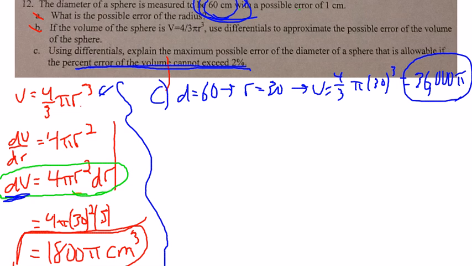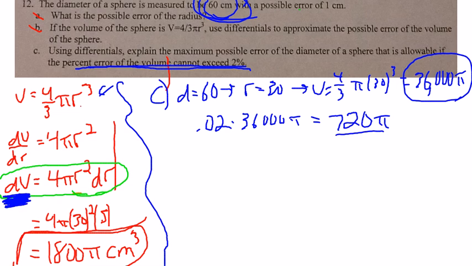So my 2% of 36,000 pi is 0.02 times 36000 pi, which gives me 720 pi. What that becomes is my dV. Remember, that's my error. It's my 2% of the volume. I want the volume to not change more than this amount, than 720 pi. So my change in volume becomes 720 pi.